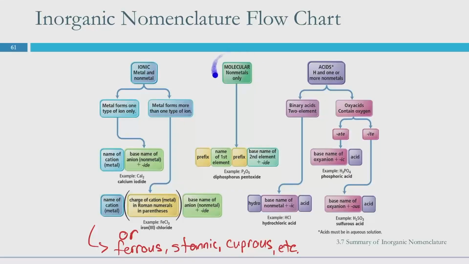For our molecular compounds, that's our nonmetals only, we've got prefix, name of the first element, prefix, name of the second element, change the ending to "-ide." And we omit mono for the first prefix. And we just covered acids, so I'm not going to talk through all of that again. So this would be a helpful flowchart.